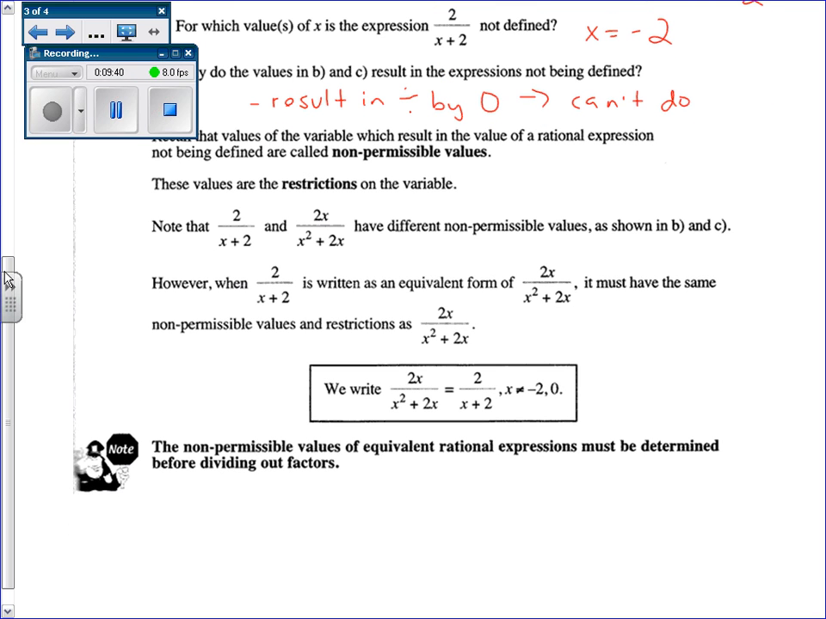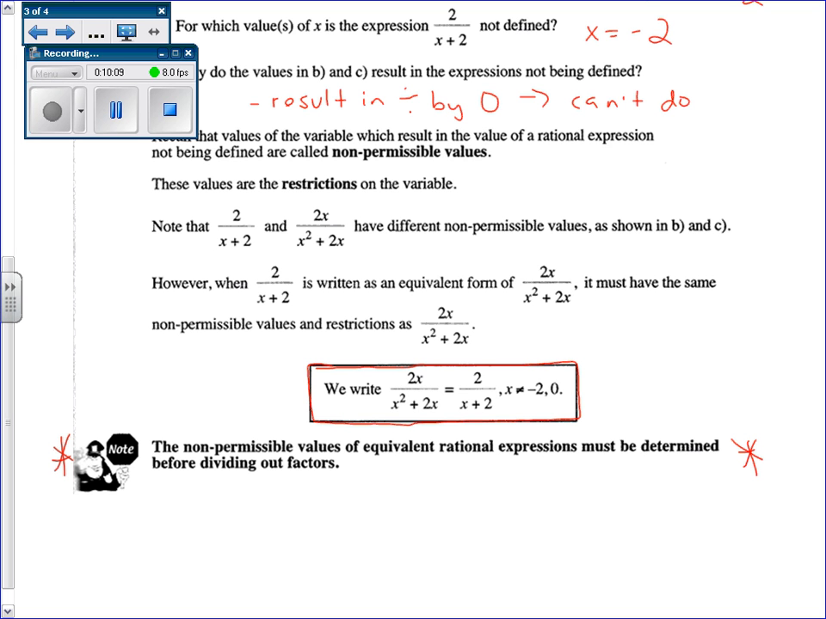But when 2 divided by x plus 2 is written as an equivalent form of 2x divided by x squared plus 2x, it must have the same non-permissible values as the original one. So we would have to write this expression here. We have to figure out the non-permissible values before we simplify the expression. The non-permissible values of equivalent rational expressions must be determined before dividing out factors.